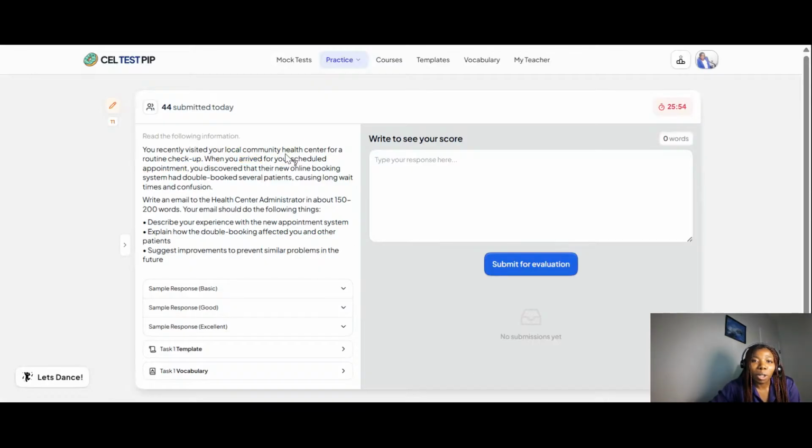You recently visited a local community health center for a routine checkup. When you arrived for your scheduled appointment, you discovered that the new online booking system had double booked several patients, causing long wait times and confusion. Write an email to the health center administrator in 150 to 200 words. Your email should do the following: one, describe your experience with the new appointment system; two, explain how the double booking affected you and other patients; and three, suggest improvements to prevent similar problems in future.